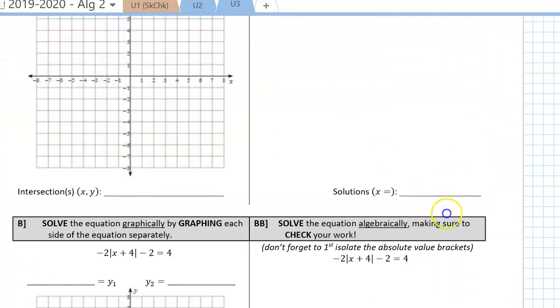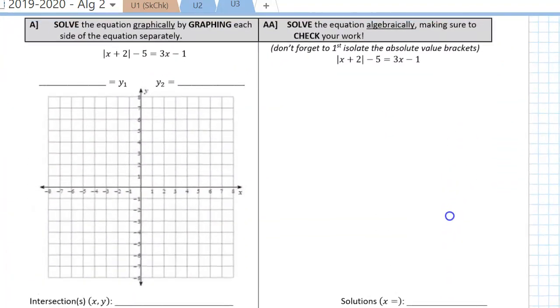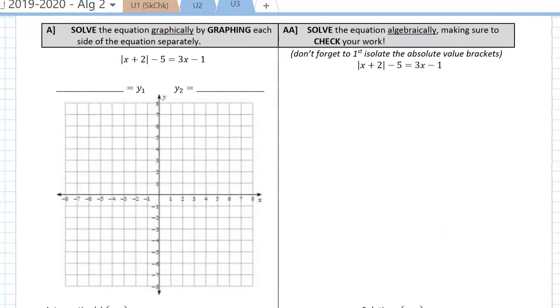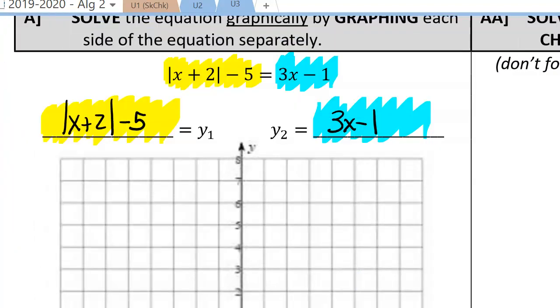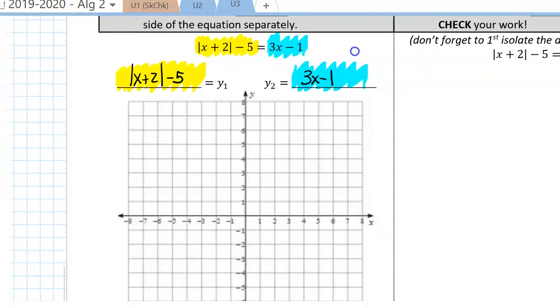Let's take a look at another example, another scenario that we have. We're going to solve this absolute value equation, and let's start with the graphing approach. So interpreting this one equation as a left and a right side, a left equation to graph absolute value of x plus 2 minus 5, and a right equation to graph 3x minus 1. Let's go ahead and see where, if at all, these intersect.